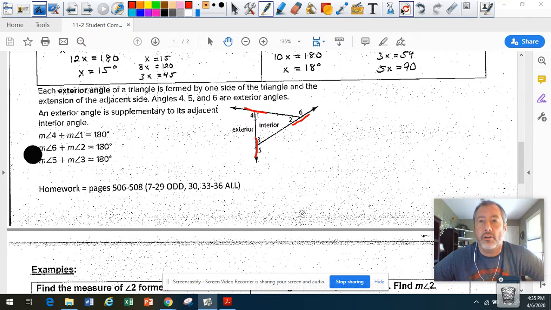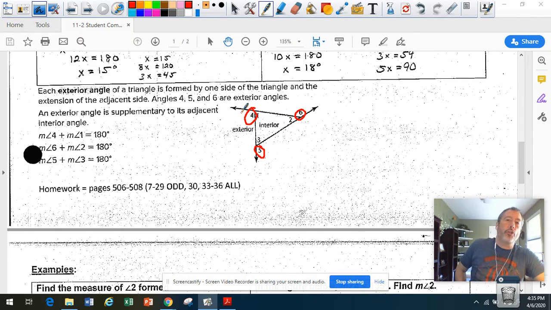Now, what they do not tell you here, that you will learn in your 8th grade year, is that angle 4 plus angle 5 plus angle 6 actually will add up to be 360 degrees. It does not matter what type of polygon you have. Your exterior angles will add up to be 360 degrees.